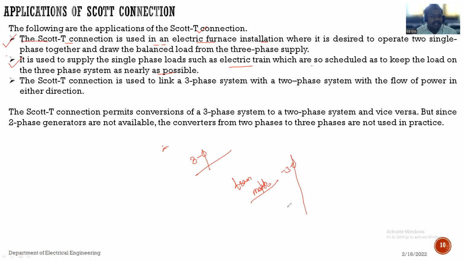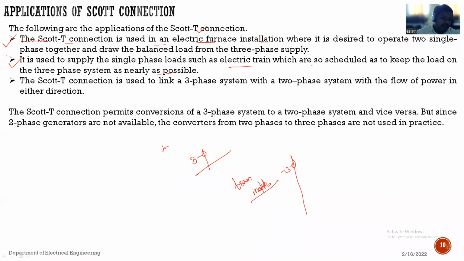The third application is that the Scott connection is used to link a three-phase system with a two-phase system. As we know, the Scott connection can be used for three-phase to two-phase conversion. That means it will act as a link between three-phase and two-phase systems, with the flow of power in either direction. That means power can flow in both directions.